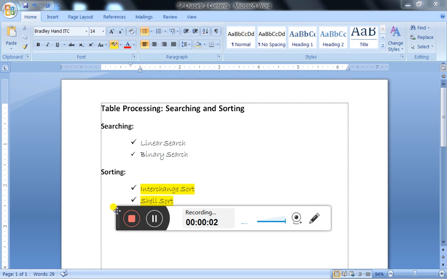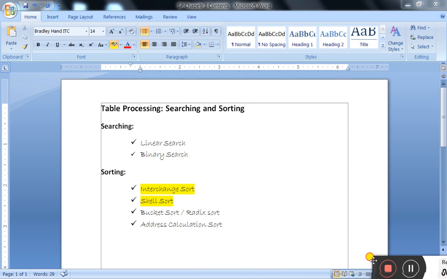Hi students, in the previous videos we learned about interchange sort and shell sort. In this video we are going to learn about bucket sort or radix sort.